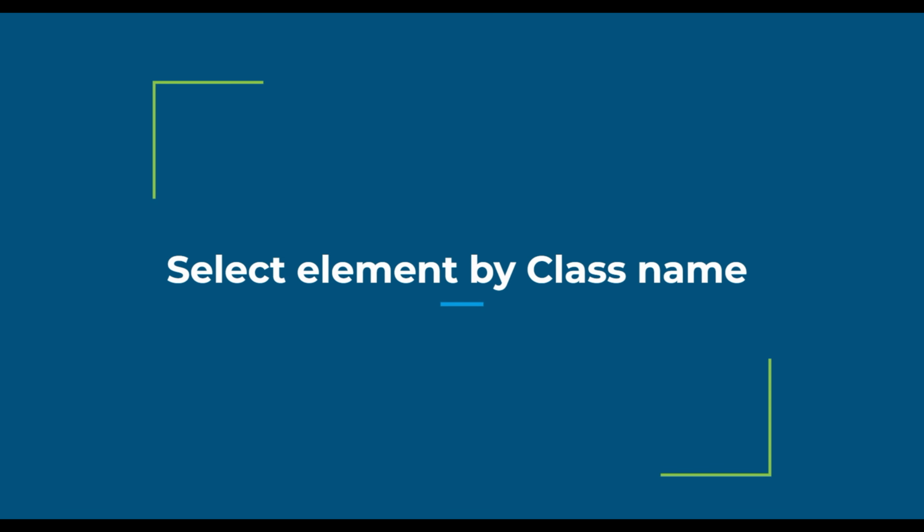In this episode, we will select elements by using the class name. This method is similar to other methods we used in the previous session. We can select elements in the DOM by using the class name with document.getElementsByClassName.